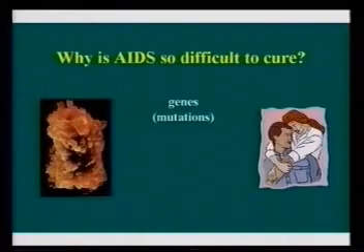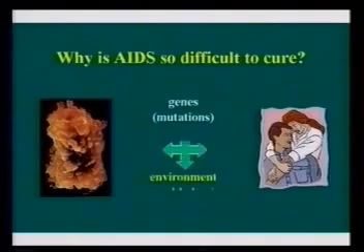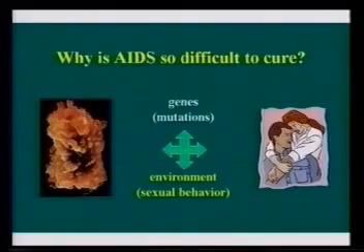The other one is the environment. The environment of an HIV virus is very complex because it depends on the sexual behavior of individuals, which is very complex and varied across the world. And in fact, it is so varied that there are different kinds of HIV virus that are adapted to exploit one kind of sexual behavior or another. All of this is perfectly understandable in terms of evolution.